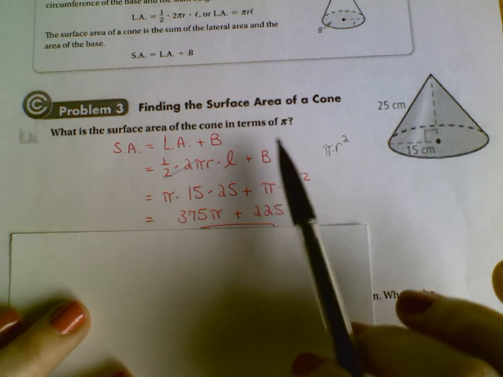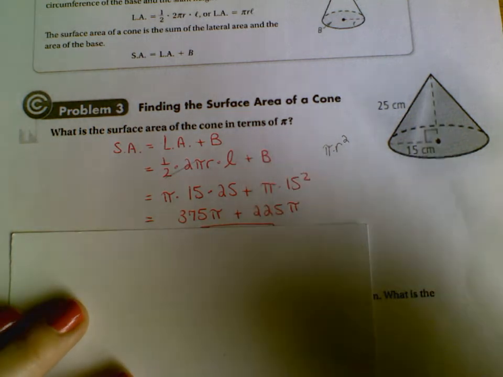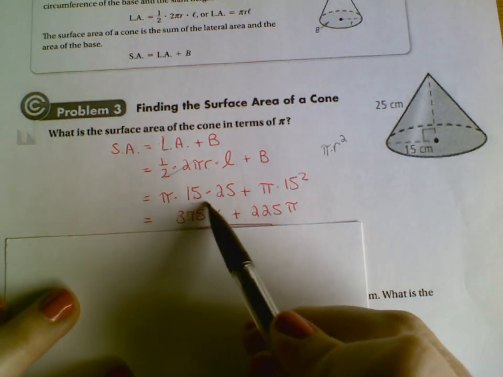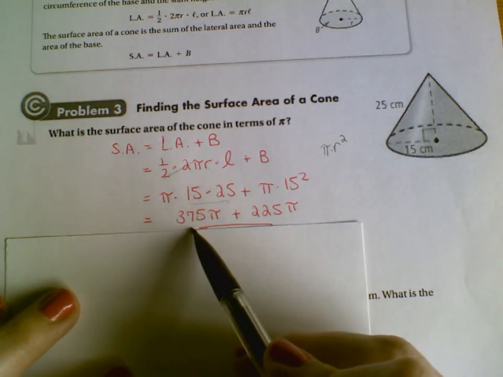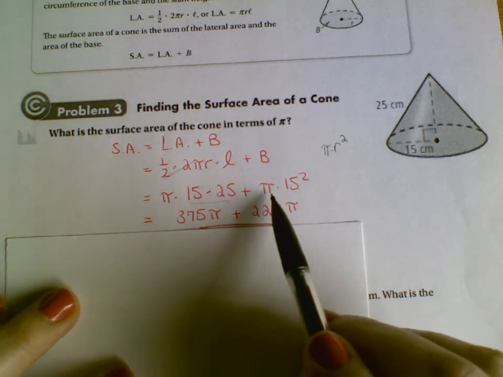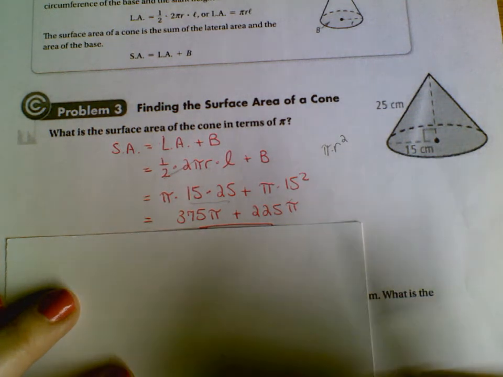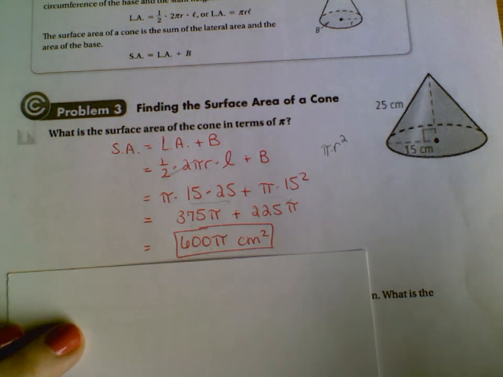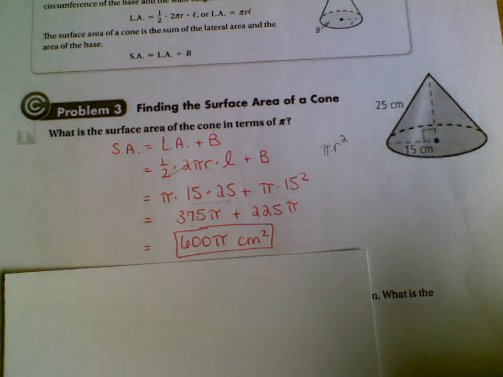And then it wants me to leave my answer in terms of pi, and we are going to do that on this section. So what you're going to do is you're going to multiply that 15 times 25 and get 375 and leave that pi alone. And then 15 squared is 225, and then leave that pi as a variable. And since they both have a pi, I can add these whole numbers, so I get 600 pi centimeters squared. Okay, you try the last one here.